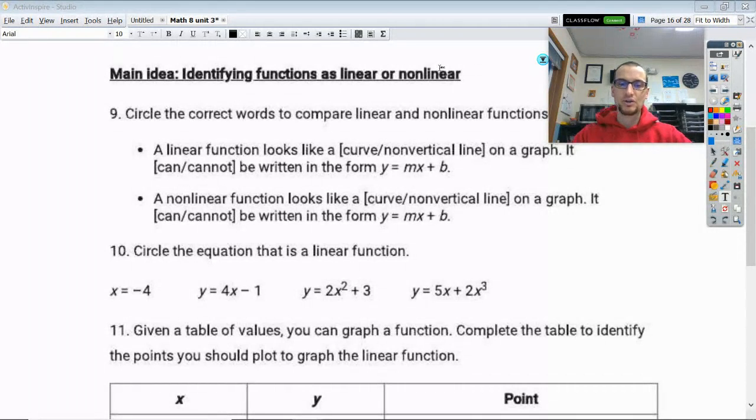Identifying functions as linear or nonlinear. A linear function looks like a curve or a non-vertical line on a graph.